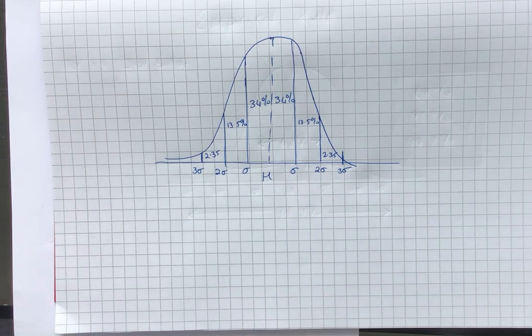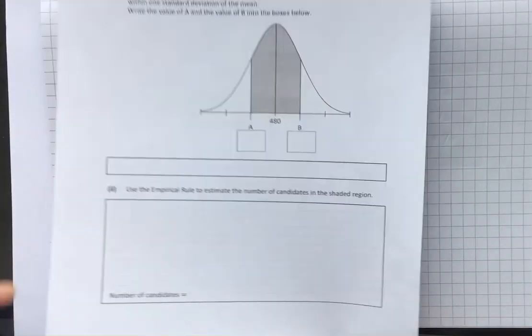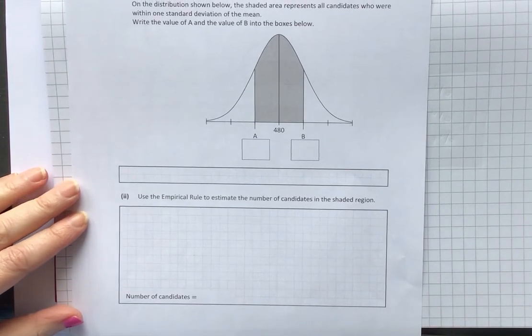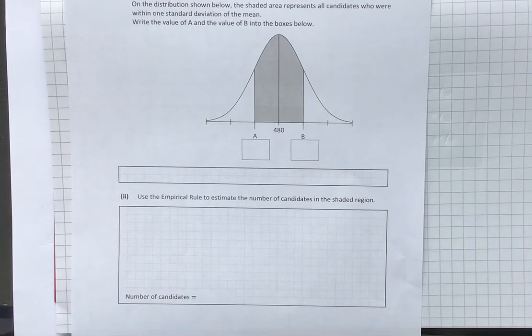Okay, so if I got a question like this, this question came up on the Leaving Cert 2020. So a typical way you could be asked the question. You definitely need your calculator for this, okay? It says an aptitude test was taken by 6,500 candidates. The test scores were normally distributed. The mean score was 480 and the standard deviation was 90. On the distribution below, shade the area which represents all candidates who were within 1 standard deviation of the mean, and write down the value of A and the value of B in the boxes below.